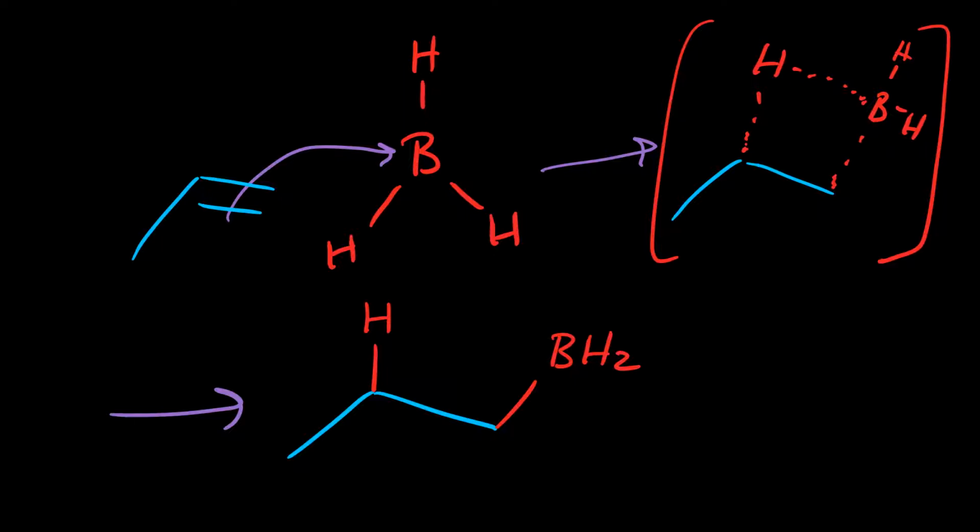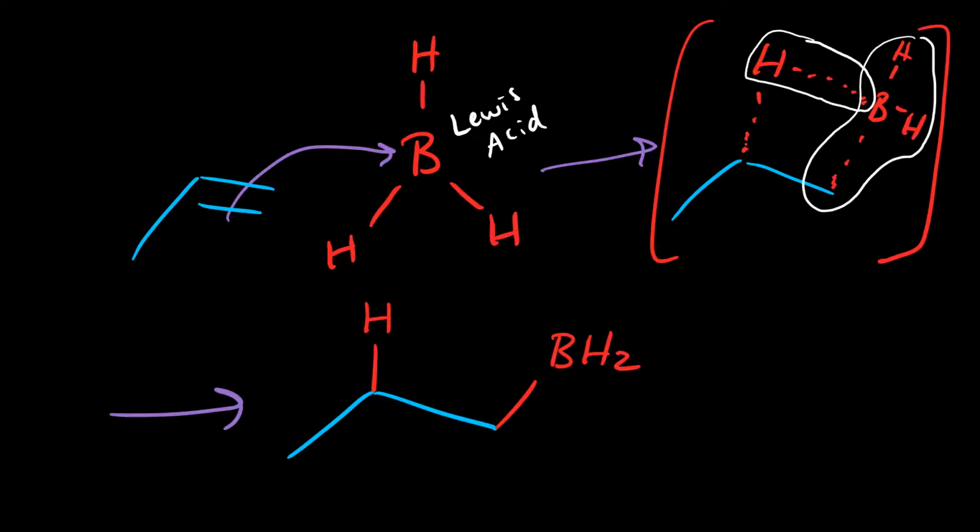And the mechanism looks something like this. The pi electrons of the alkene will reach out and grab a hold of the Lewis acidic boron. The boron is actually going to lose a hydride that's going to form a new bond to the carbon here. The boron will go to the less substituted side because of sterics, and the hydride is going to go to the more substituted side, so you're left with BH2 over here.